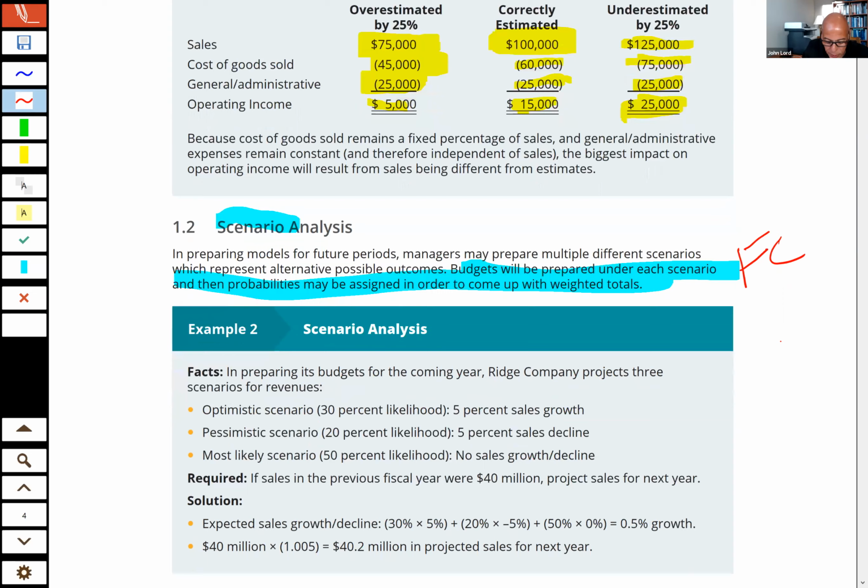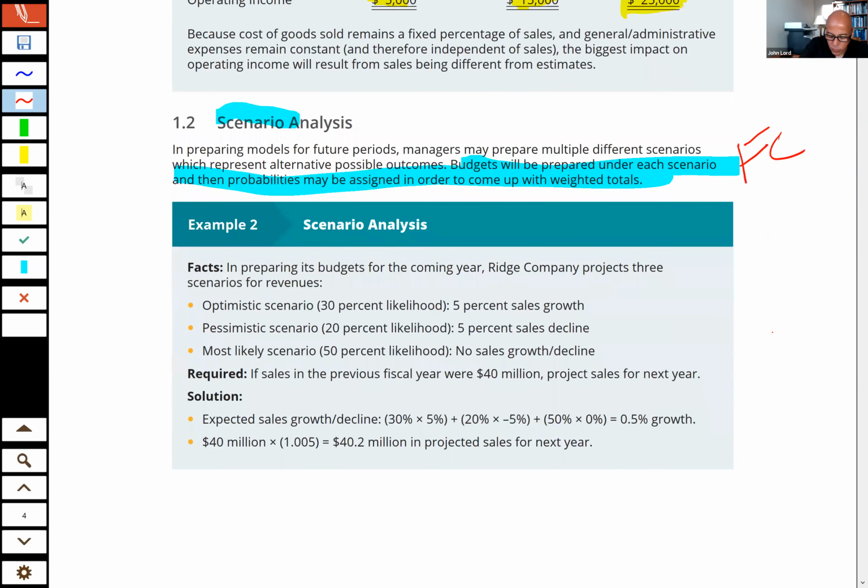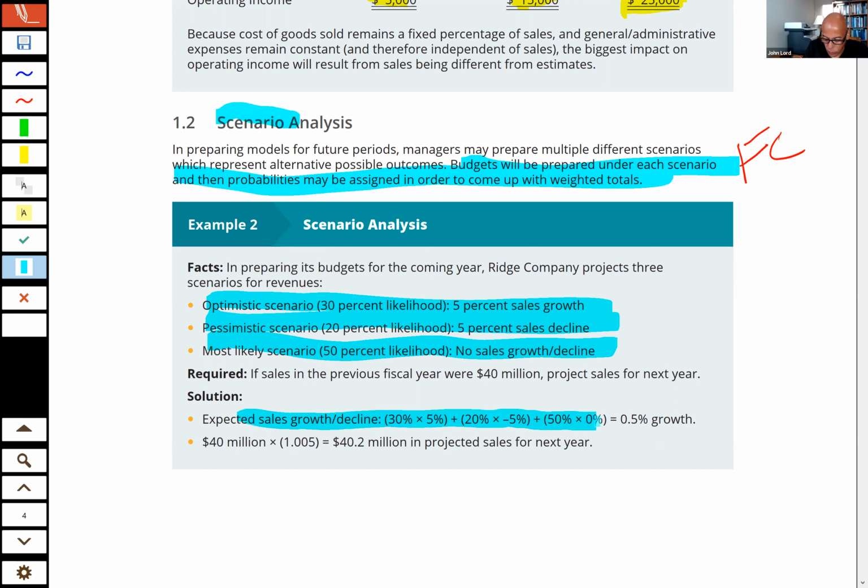They say preparing the budget, we're saying that we're going to have a certain amount of sales, and we say that there's a 30% likelihood that we will have 5% growth in sales. The pessimistic scenario is that there'll be a 5% sales decline, and then the most likely is there'll be no change, and they assign probabilities to those. So what we do is we take each of those growth, or decline in the case of the minus 5%, and we multiply those by the probabilities.